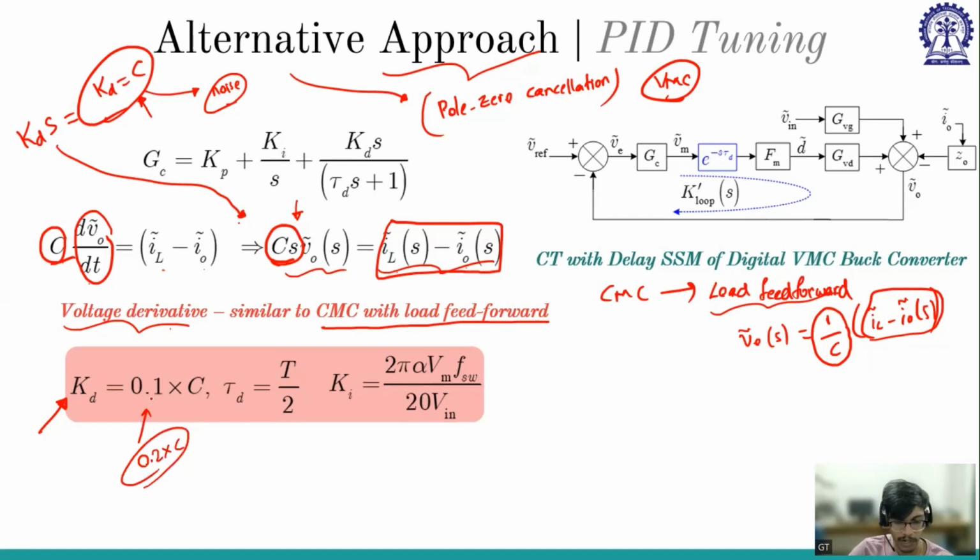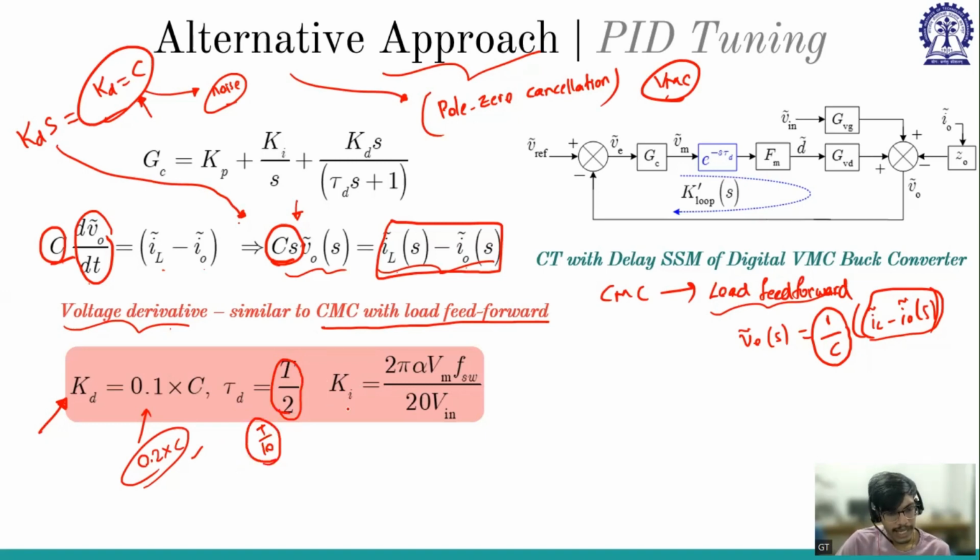You can start with 0.1 C, and if this is not sufficient, if you want to dampen it more, you can increase to 0.2 C, 0.3 C. This will not give you the exact value, it will give you the direction in which you should go. So now I know it should be a fraction of C, so I'll start with 0.1 C. If I'm not fine with that, I'll go to 0.2 C. And tau d is a small constant, so it can be T by 2 or T by 10. You are free to consider any of T by 10 or T by 2.